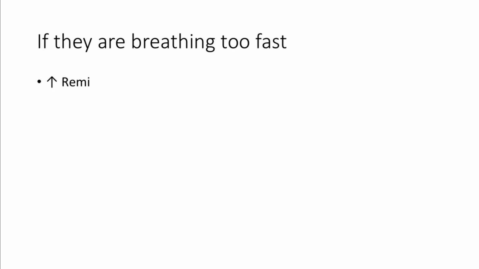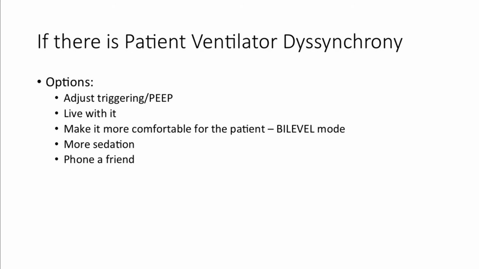If they're breathing too fast, it's super easy. You can use some more remifentanil as long as we've got it, morphine if we haven't. If there's patient ventilator dyssynchrony, there's lots of different things you can do here. You can try to be clever and adjust the triggering, make it more or less sensitive, and adjust the PEEP so they can overcome their intrinsic PEEP to trigger ventilation.